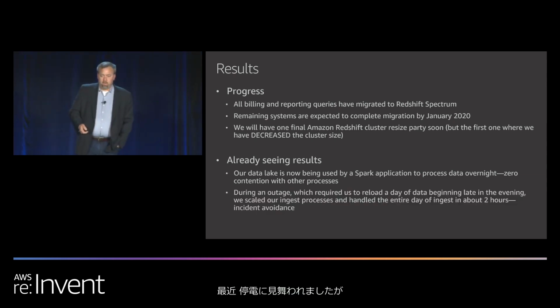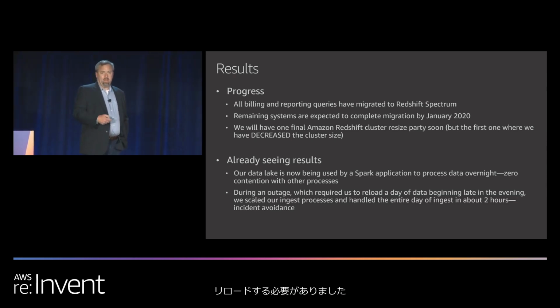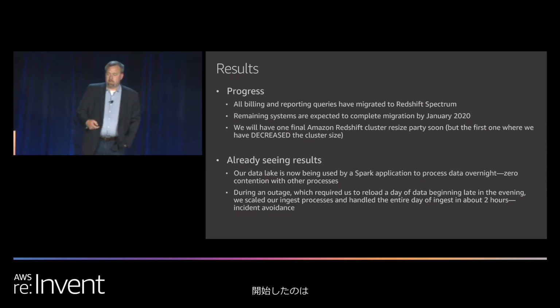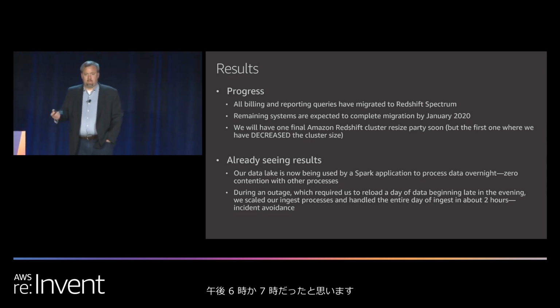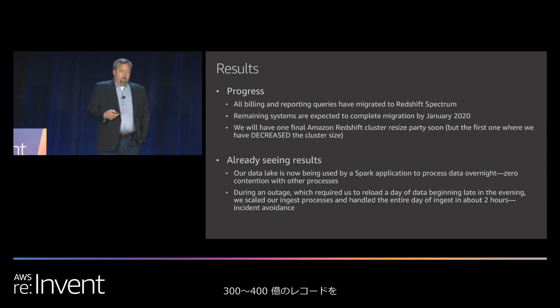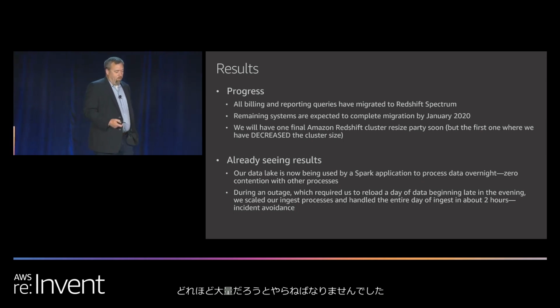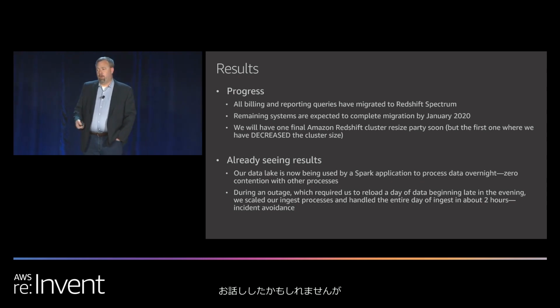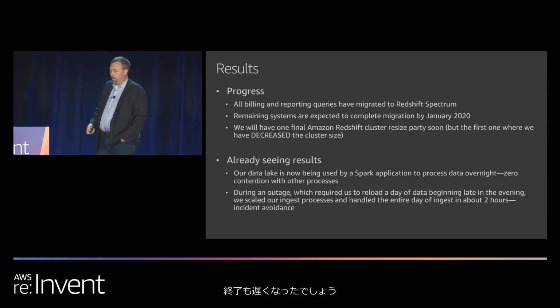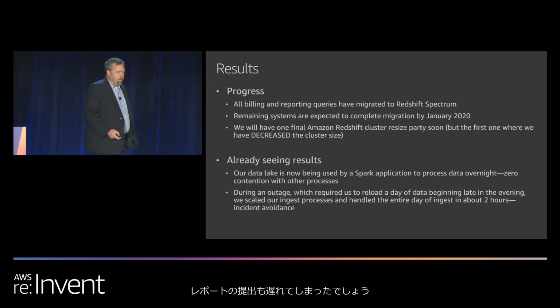Recently, we had an outage, and in that outage, we were required to reload the entire day's worth of data starting, I think it was at 6 or 7 p.m., or actually even later than that. But we had to re-ingest all of those 30 or 40 billion records, however many it was that day. And with the old system, we would have just said, oh well, we're starting late, we're going to end late, we're going to upset our customers and deliver our reports late.